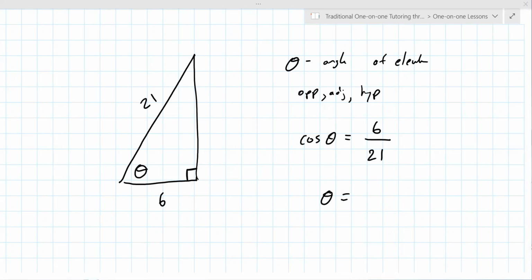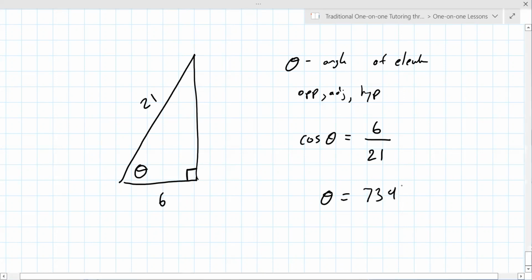Inverse cosine would be 73.4. 73.4 is correct. Very good.